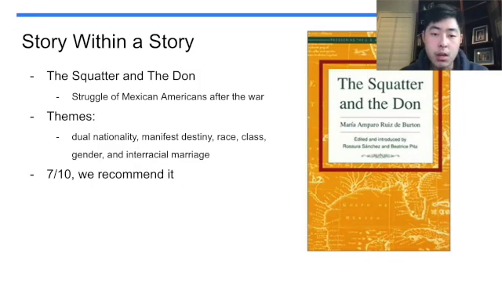My groupmates and I all agreed that this book was a 7 out of 10. In other words, not a bad read, even though we thought that the book was slow at times. In any event, if you want to learn more about the life of Mexicans after the Mexican-American War, we highly recommend you read this book, if only to truly understand what it feels like to lose everything.